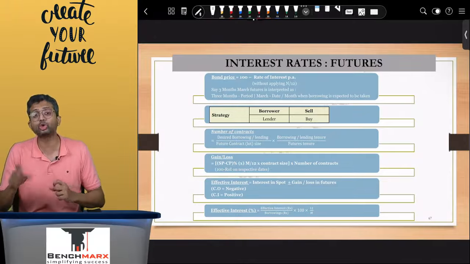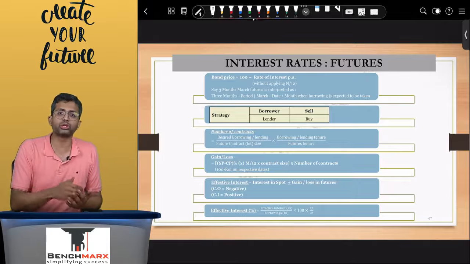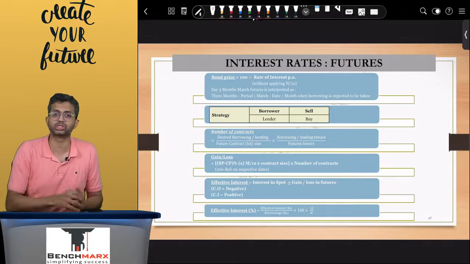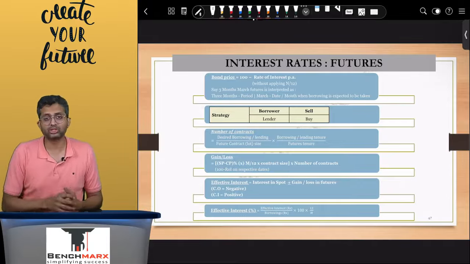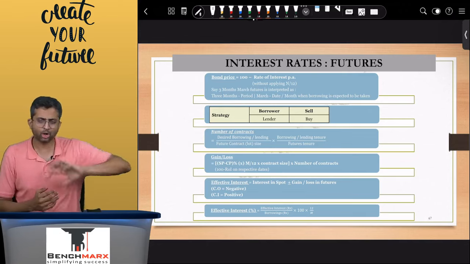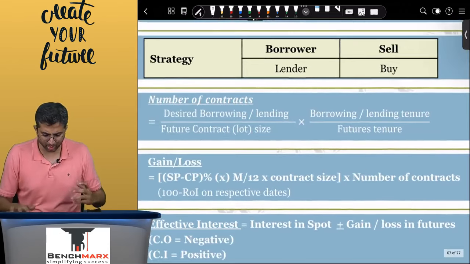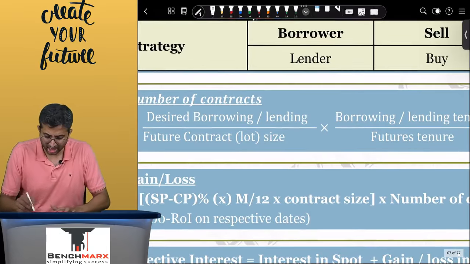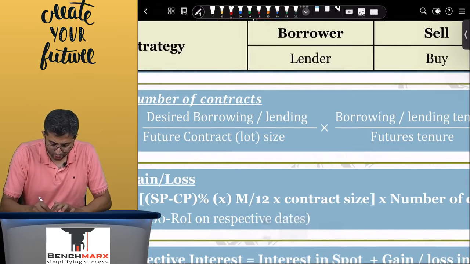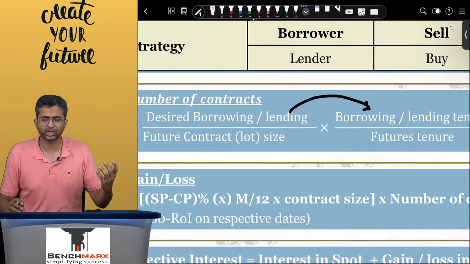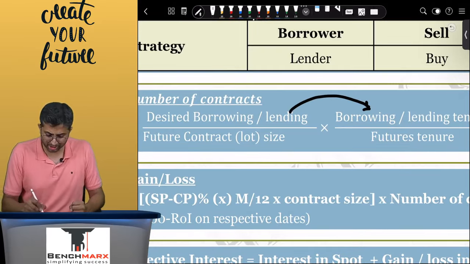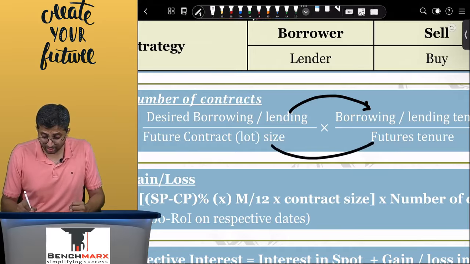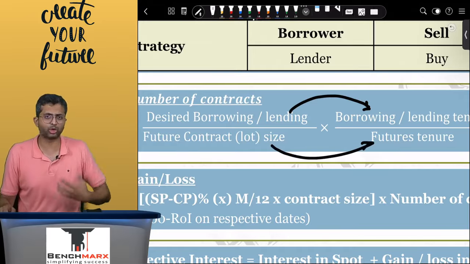However, you also need to look at the number of months for which you need the borrowing. Let us say you need the borrowing for 3 months, divided by the number of months in the futures contract. If you look at this equation, on the left hand side you have desired borrowing, and hence corresponding to that you will also take the borrowing tenure. Okay, so your borrowing tenure, let us say, is around 3 months, futures contract size, but then for how many months is the borrowing in the futures available?